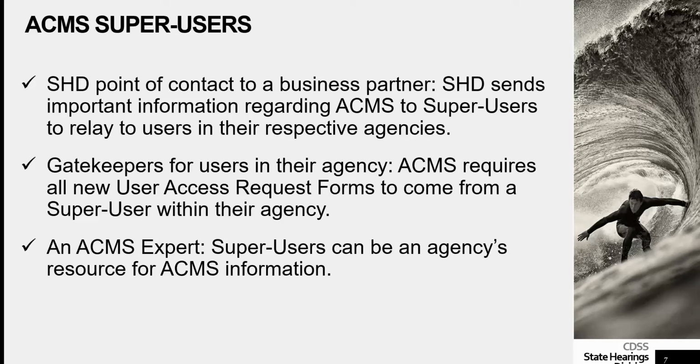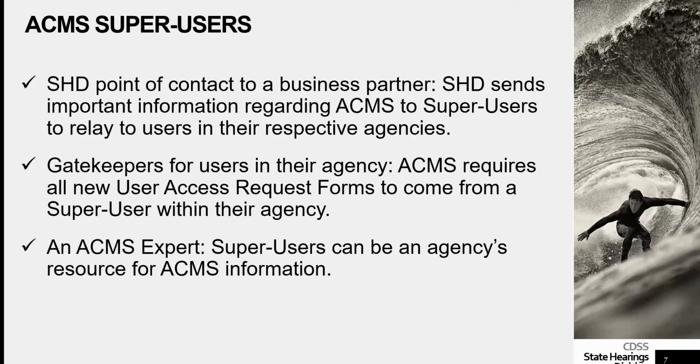So if we need to let folks know that ACMS is going to be down for maintenance or anything like that, we do send a message out to the super users, and we ask them to relay that to all the users in their respective agencies. They also are the gatekeepers for users of their agency. So ACMS requires that if you are a business partner and you need access to ACMS, make sure that you contact one of your super users to verify that you are a person from that agency and that your business access is authorized with that agency.